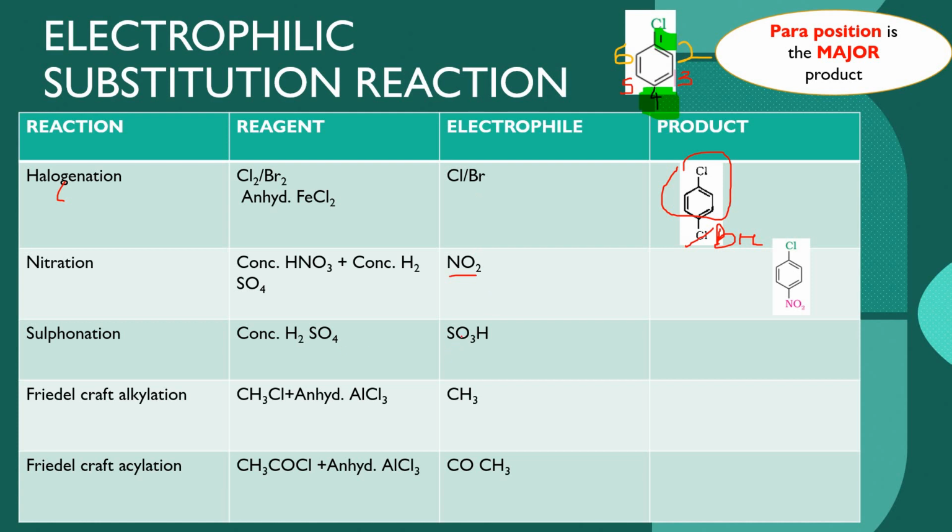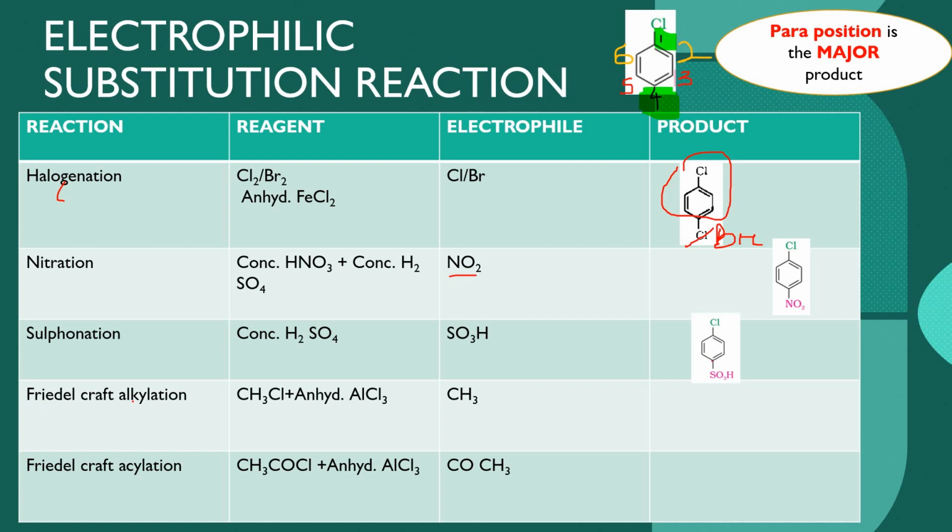Sulphonation. The word itself says we use concentrated H2SO4, sulfuric acid alone, and the electrophile that we obtain is SO3H, sulfonic acid. SO3H is going to attack at the para position. I am just showing here the para position. At the ortho position also the same electrophile attacks, but the product that we obtain at the ortho position, as I said earlier, will be the minor one.